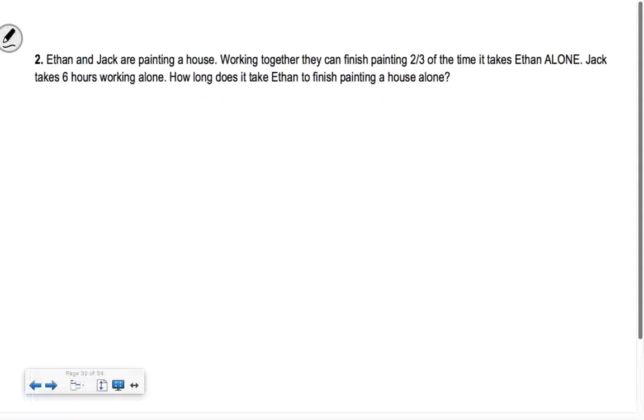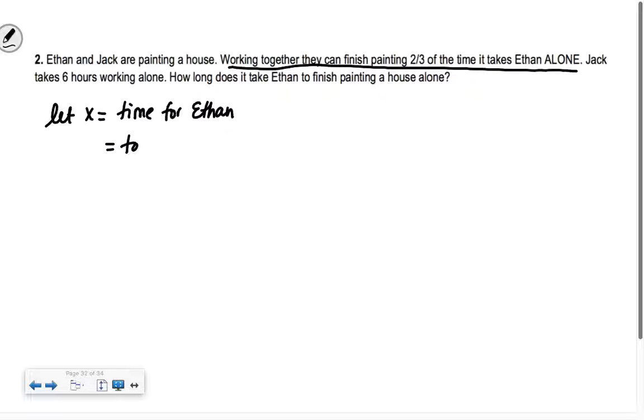All right, so Ethan and Jack are painting a house. Working together, they can finish painting in 2/3 of the time it takes Ethan working alone. Jack takes 6 hours working alone. How long does it take Ethan to finish painting a house alone? All right, so we're going to go ahead and set it up. Since I said working together, they can finish painting in 2/3 of the time it takes Ethan alone, I'm going to let x equal the time for Ethan alone, because then together, I can relate it to x. So what do I want to write for their time working together? 2/3 x, right?